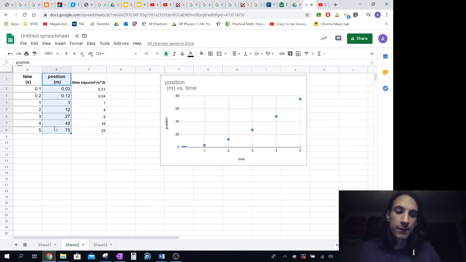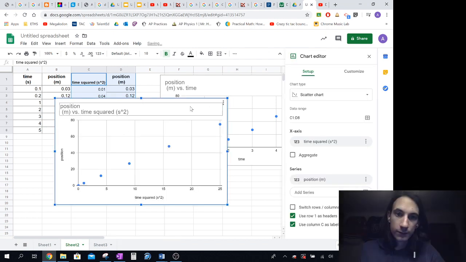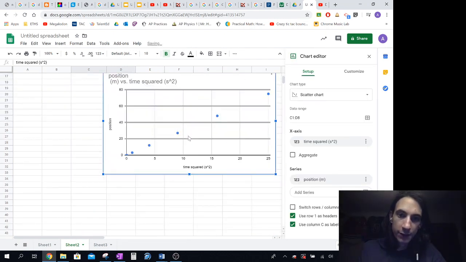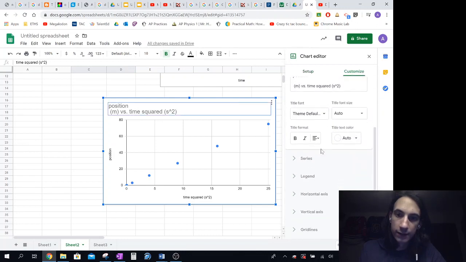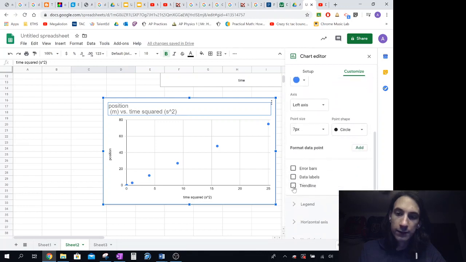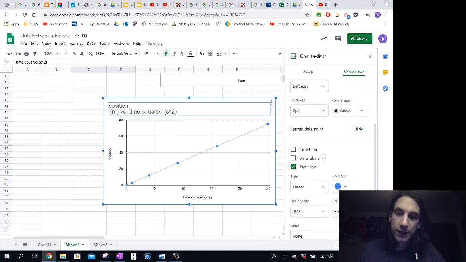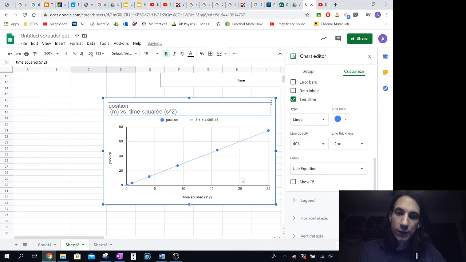I'm just going to copy and paste this because Google likes it when you have your x-axis and then your y-axis right next to each other when you want to insert a chart. We go to Insert, Chart. And there we go. We have a nice linear relationship between them. Then I can come over here to Customize. I go to Series. I can click on the box that says Trendline. And then I can say Label, give me an equation with this label on it.